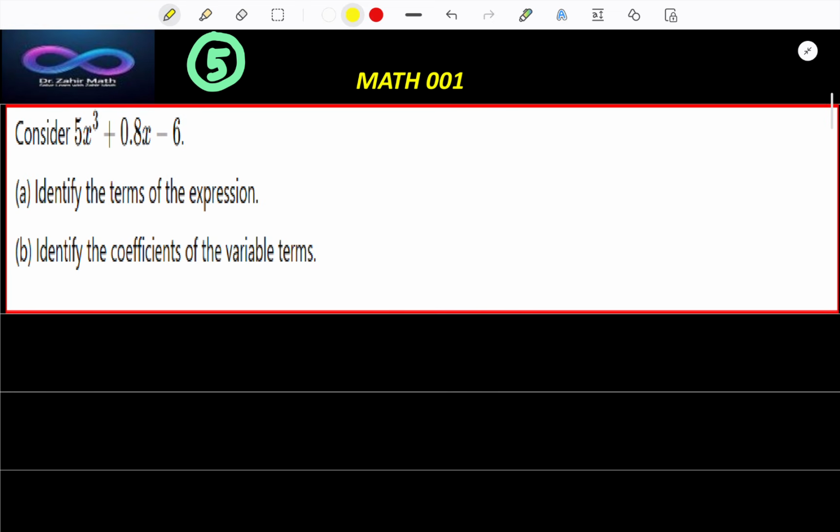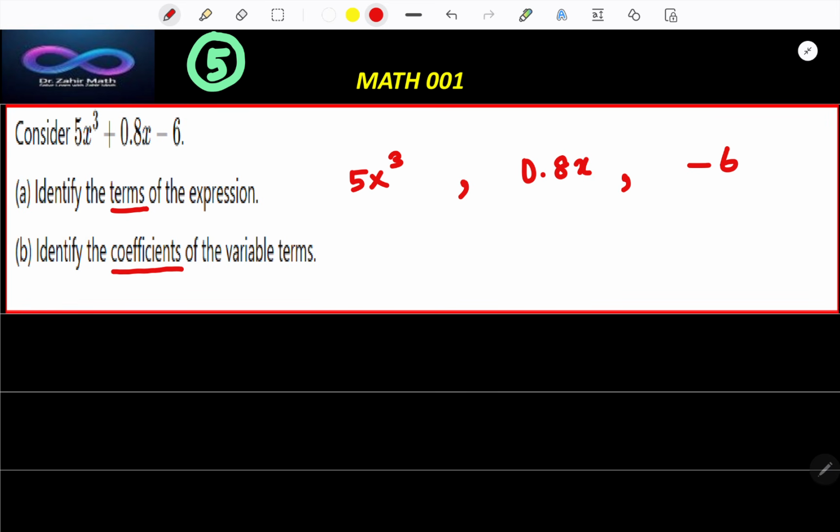Consider 5x to the power of 3 plus 0.8x minus 6. Identify the terms in the expression. Underline the word terms. What do you mean by terms? 5x cube, comma, don't write plus. 0.8x, it's a term, comma, then minus 6. This is called terms.